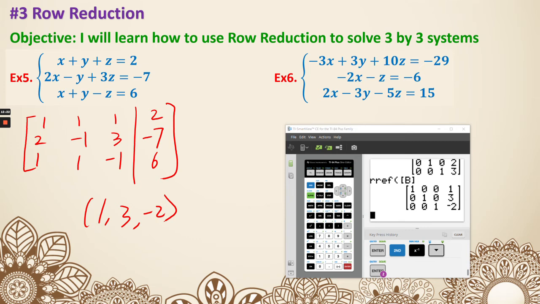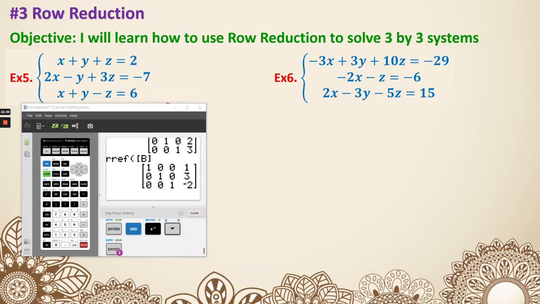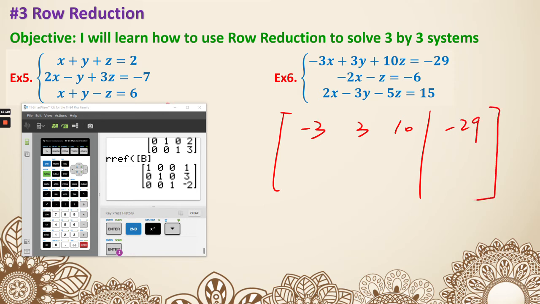That is example 5. Moving on, let's keep practicing more of that process. So, example 6. Let's write down the augmented matrix first. We have -3, 3, 10, -29. -2, if you didn't notice, there is no y here, so we're going to need a 0 for the y. Then the z stays -1, then -6. 2, -3, -5, 15.